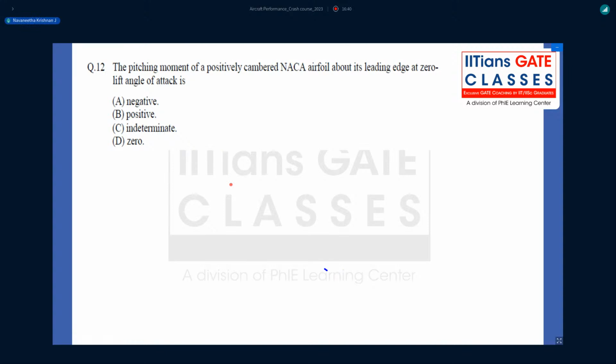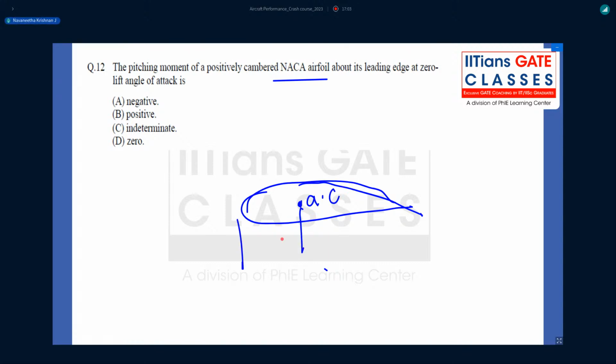Why? All the NACA airfoils, if you take, it's a positive cambered airfoil. Generally for a wing we use a positive cambered airfoil. If you take a positive cambered airfoil, the lift will always act at the aerodynamic center location. For NACA airfoils or any subsonic airfoils, the aerodynamic center lies at the quarter chord point.